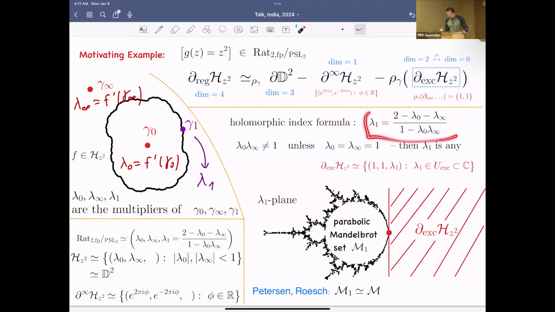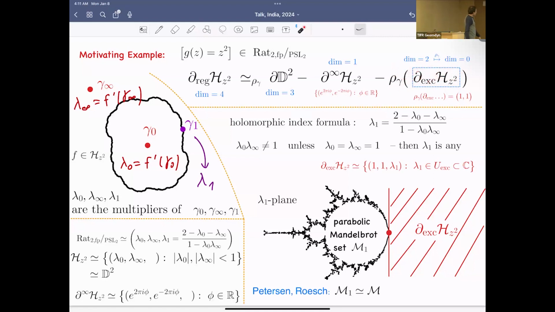So in particular, this formula tells us that lambda naught times lambda infinity is never equal to 1 unless they are both equal to 1. So if they are both equal to 1, then denominator and numerator are 0, and lambda 1 is a free parameter. And this corresponds to the exceptional part of the boundary. So this is the exceptional part of the boundary in the lambda 1 plane. But as I said, I'd like to mostly ignore the exceptional part.